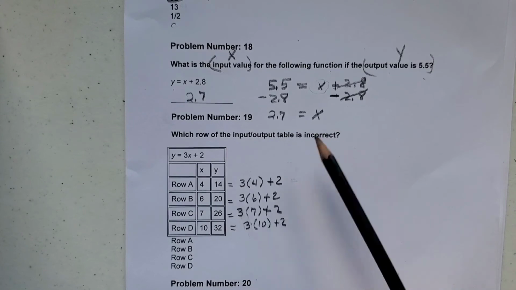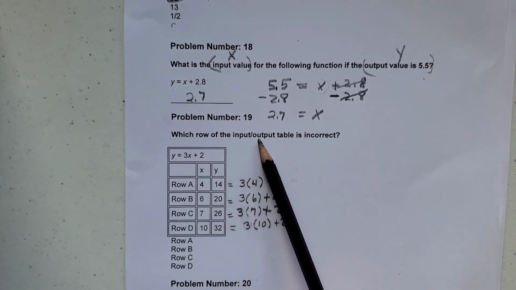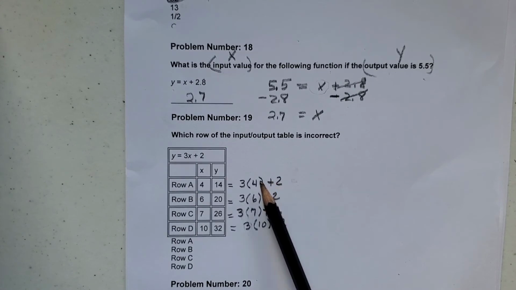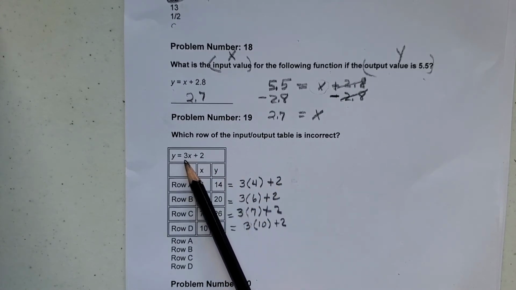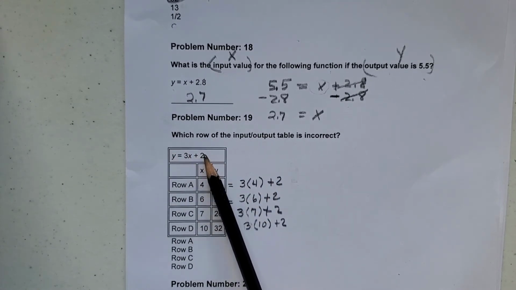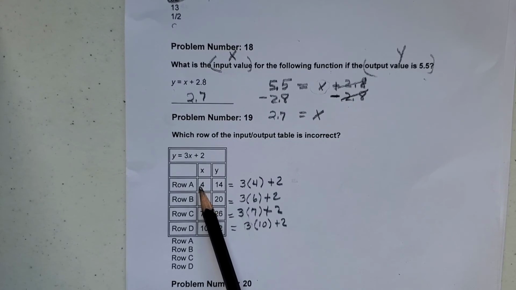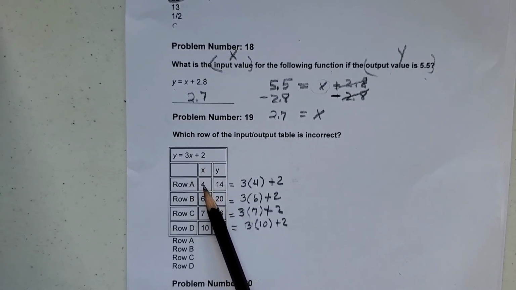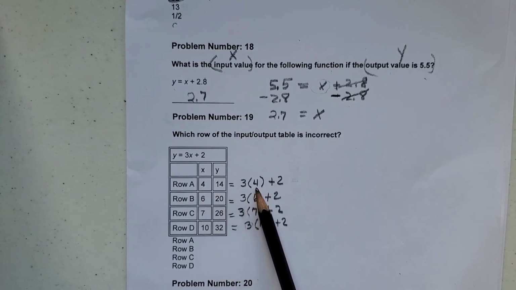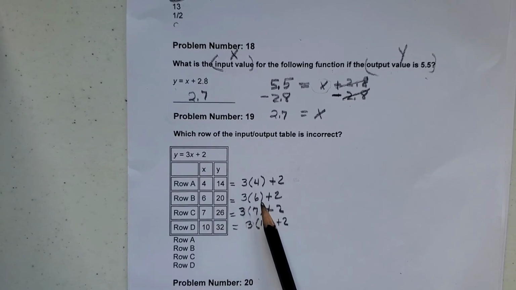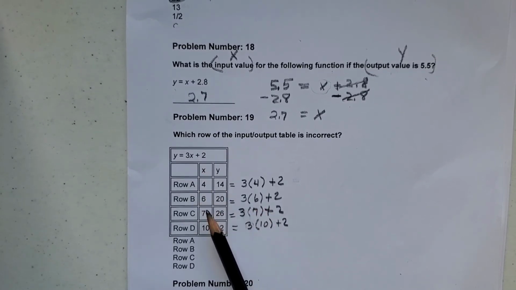All right, problem number 19. Which row of the input-output table is incorrect? So what I did was, they gave you this, I believe it's called a key, and I wrote it out next to each row using the numbers they gave for the input. The input here was 4, so I used 4 in place of the input. The input here was 6, so I used 6 in place of the input.